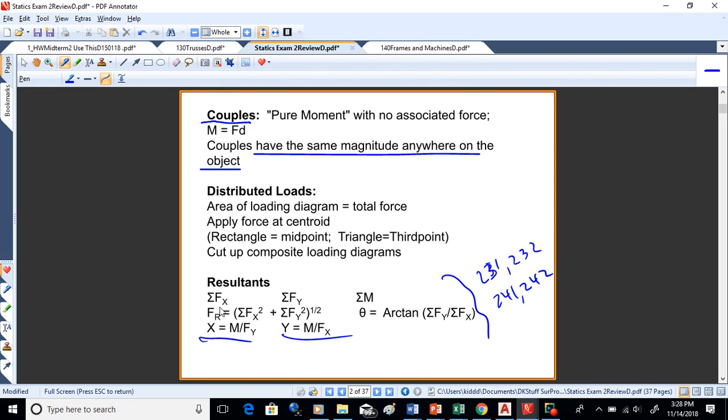The next thing was resultants, where we look at the net effect of a group of forces and couples. So we look at sum of Fx, sum of Fy, and sum of moments. The resultant force is the square root of the sum of the squares of sum of Fx and sum of Fy. The angle would be the arctan of sum of Fy over sum of Fx. And then the x offset distance would be the moment divided by Fy, and the y offset distance would be the moment divided by Fx. So if you need to place the resultant force in a location such that it will cause the resultant moment, you use those two formulas down here at the bottom to get whichever kind of displacement you want, either x or y.